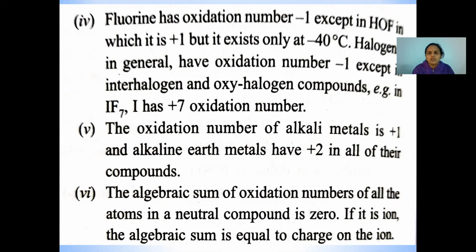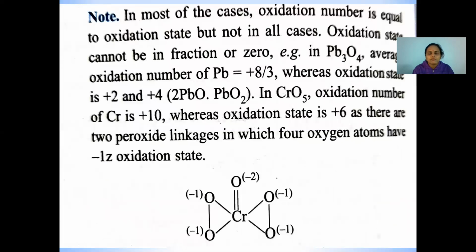So following all the rules, you have to calculate the oxidation number of the species that is asked. Look at this noteworthy point. In most of the cases, oxidation number is equal to the oxidation state, but not in all cases. Oxidation state cannot be in fraction or 0. Example, in Pb3O4, average oxidation number of Pb equals +8/3, whereas oxidation state is +2 and +4, as it is a combination of 2 PbO dot PbO2.